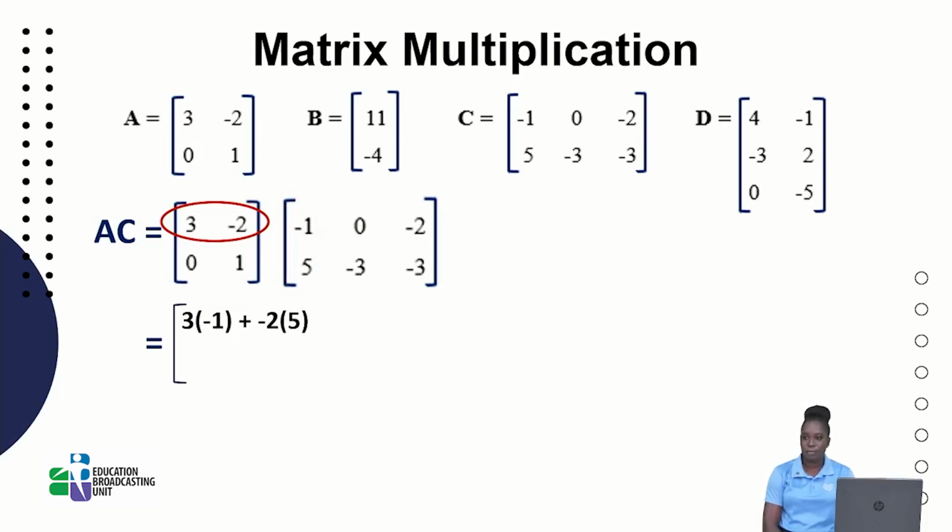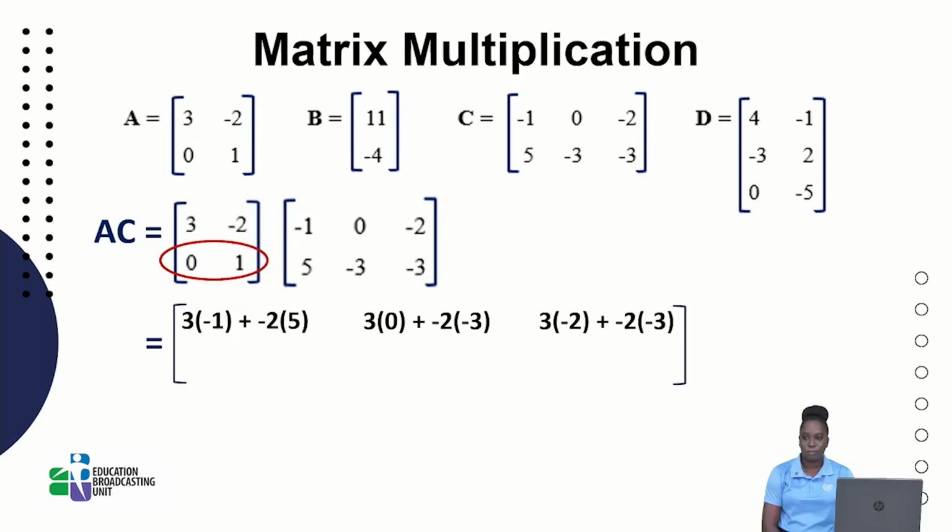So row 1, column 2 would be next. 3 times 0 plus negative 2 times negative 3. Row 1, column 3, 3 times negative 2 plus negative 2 times negative 3. We'll now move on to row 2.